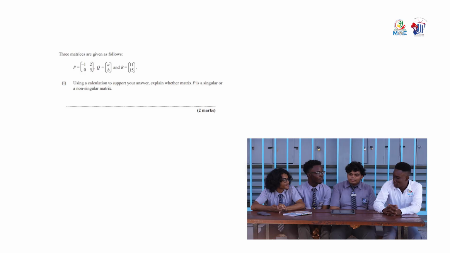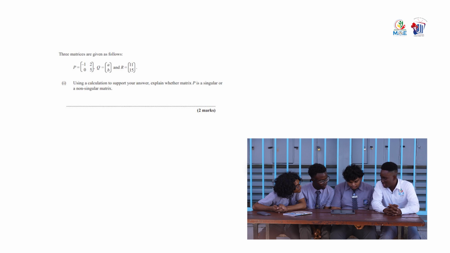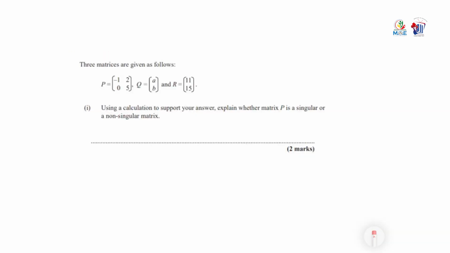All right. Good. So let's start off. We have a question here. The question says, the three matrices are given as follows: the matrix P, negative 1, 2, 0, 5, Q, A, B, and R, 1, 11, 15. Using a calculation to support your answer, explain whether the matrix P is a singular or non-singular matrix. The question is going for 2 marks. So the floor is yours. Let me see you beat up this question.